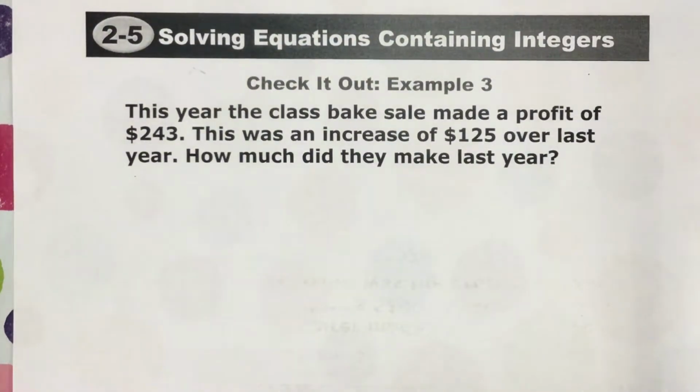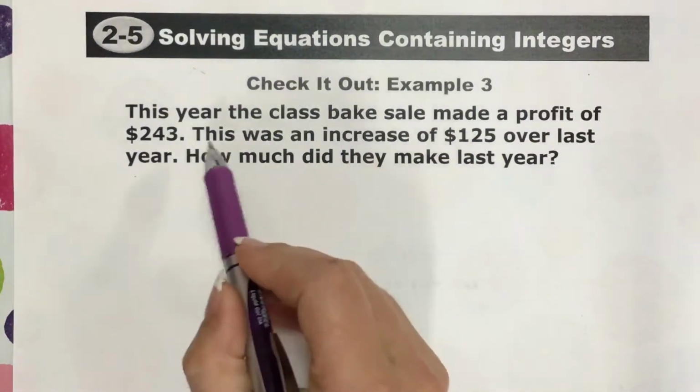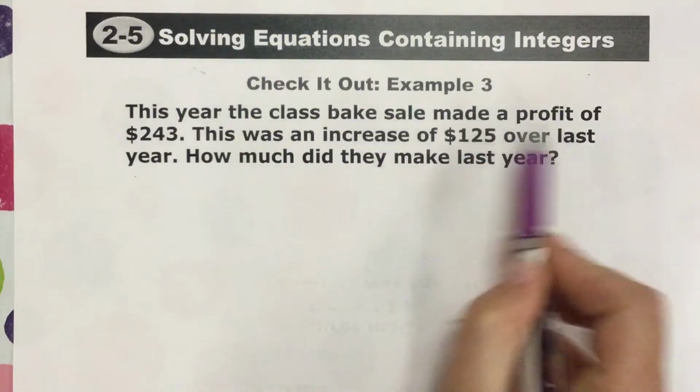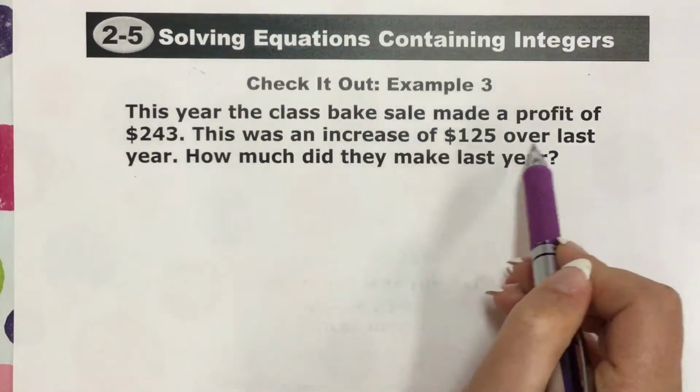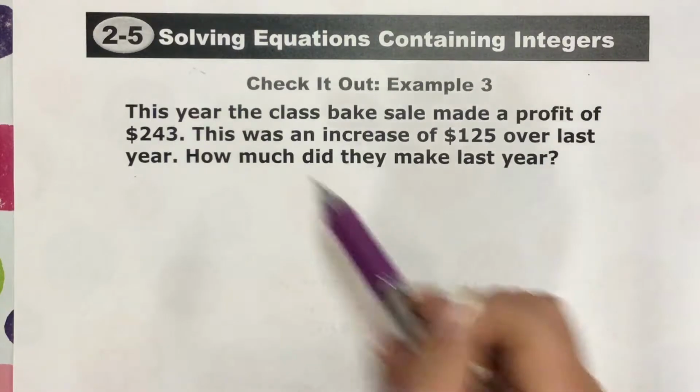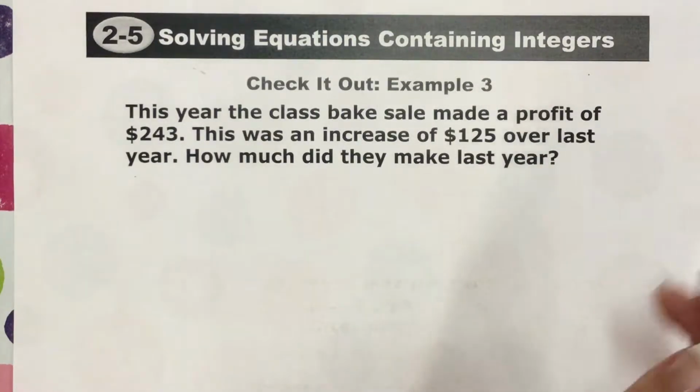All right, we are back. Let's look at this story problem. This year, the class bake sale made a profit of $243. This was an increase of $125 over last year. How much did they make last year?